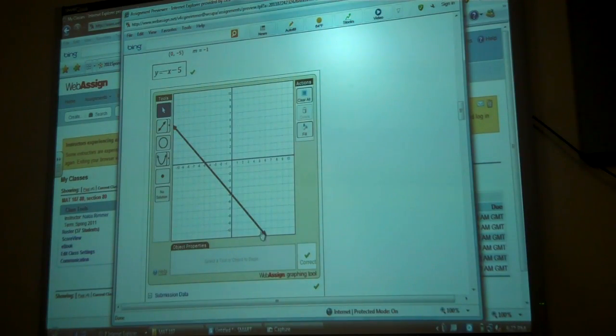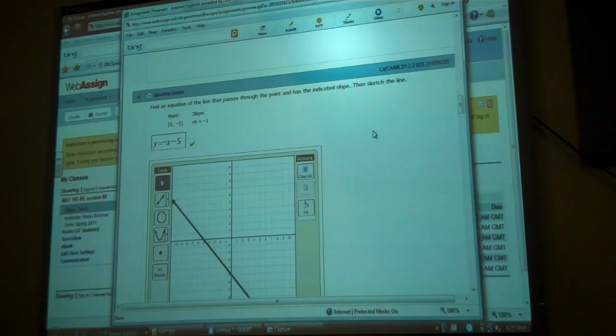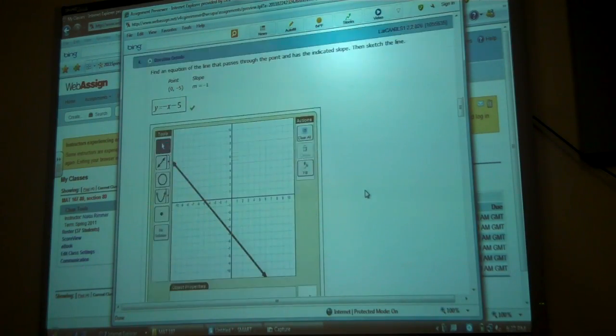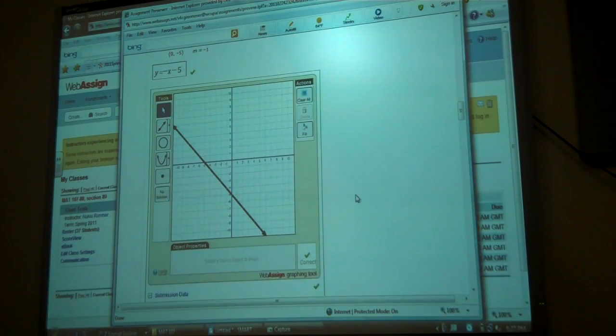Be careful with the tool thing. Make sure you do the slope. There are a lot of easy ways to make your mouse mess up. Just be careful.